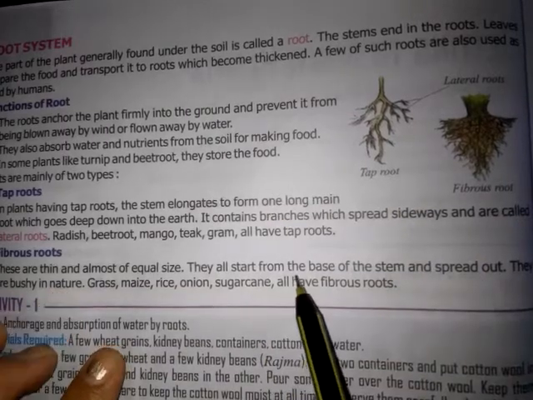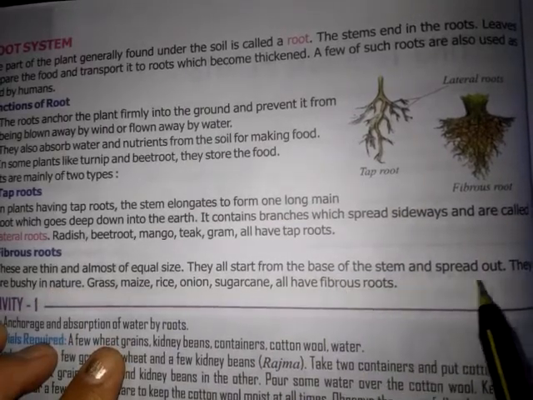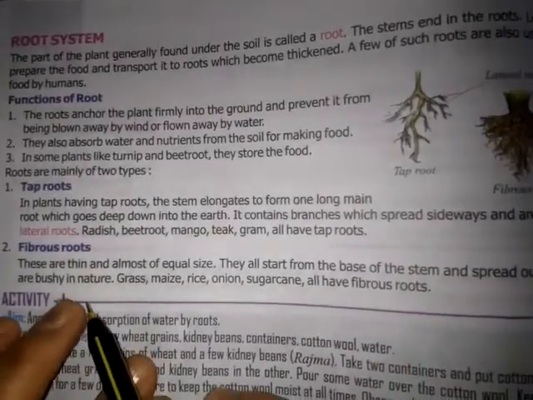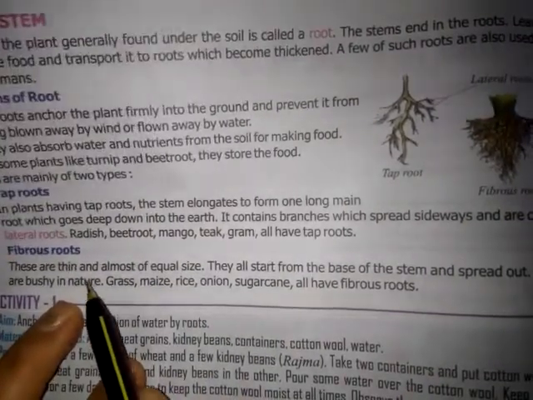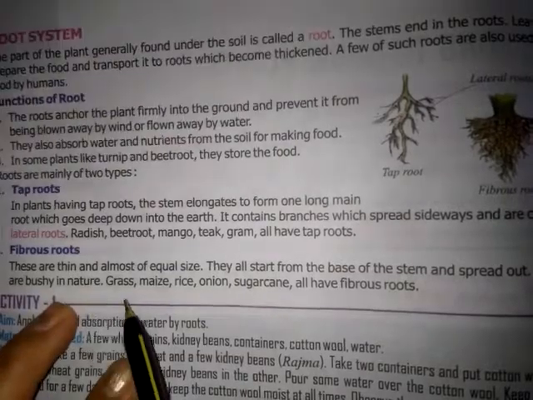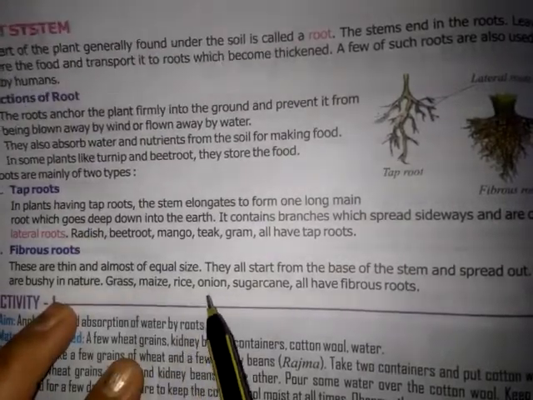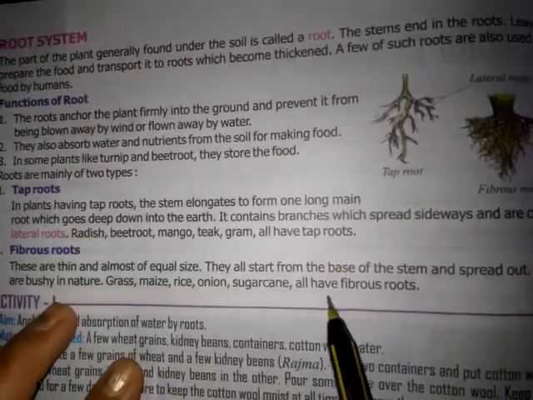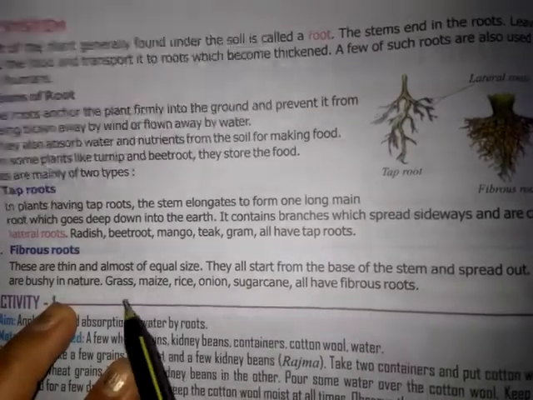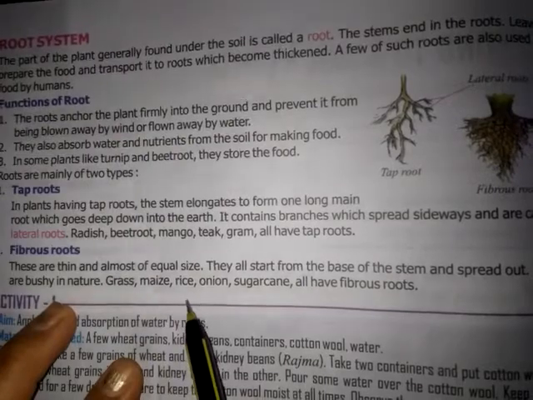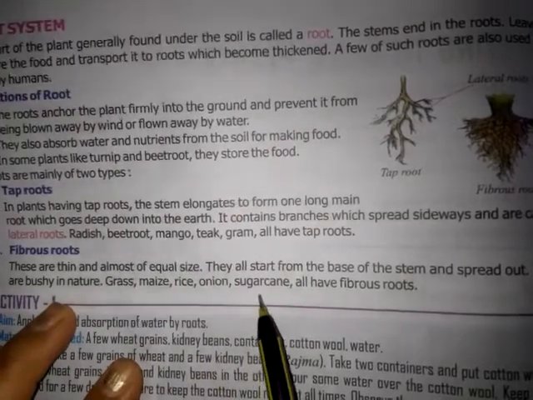So they all start from the base of the stem and spread out. They are bushy in nature, okay. Fibrous roots are bushy in nature because they grow in bushes. Grass, maize, rice, onion, sugarcane all have fibrous root. So they are the examples of fibrous root.